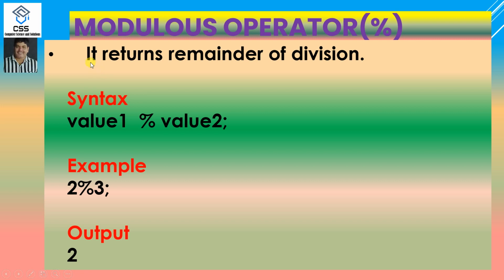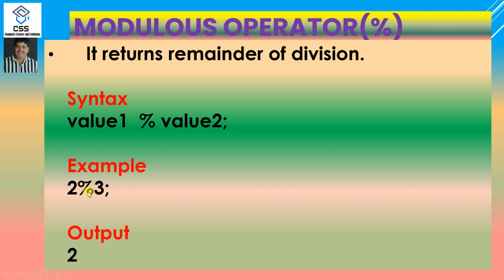Modulus operator. The modulus operator is also a special type of operator which acts as a remainder operator, because in a division the remainder will be returned. Its syntax is value 1 modulus value 2. 2 modulus 3 means 2 cannot be divided by 3, so division will not take place, and the remaining value will be the result.